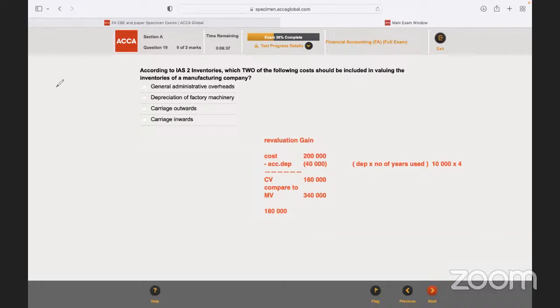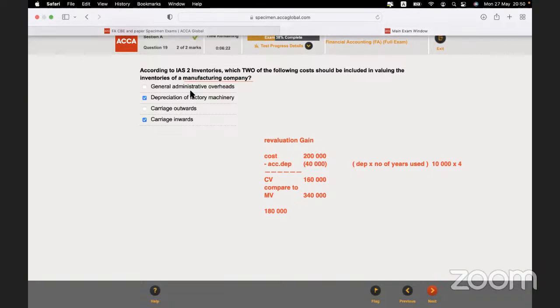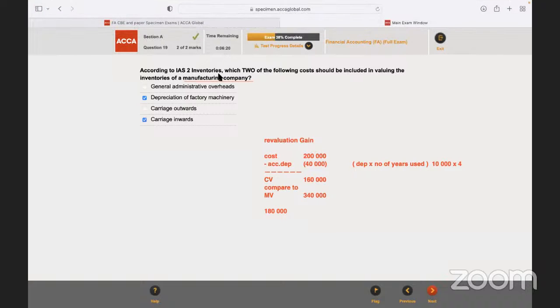Now, if you're a manufacturing company, guys, administration cost is part of the income statement, so you can't take it as a cost. Depreciation of factory machine, yes, it's an overhead, so it's a manufacturing cost. Carriage outward, no, guys, carriage outward is a distribution expense. We can't take that. Carriage inward, yes, it's part of the manufacturing account. So these should be the correct answer.